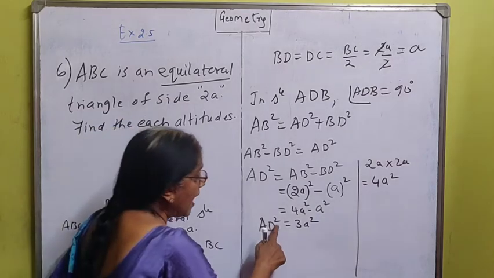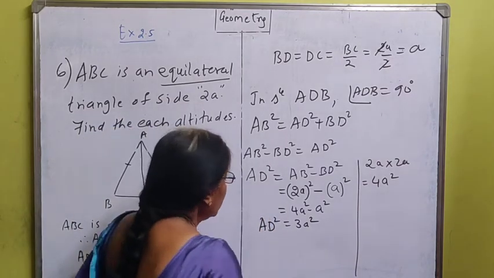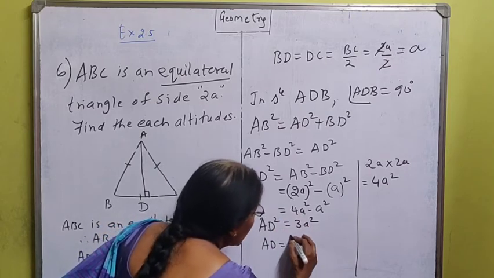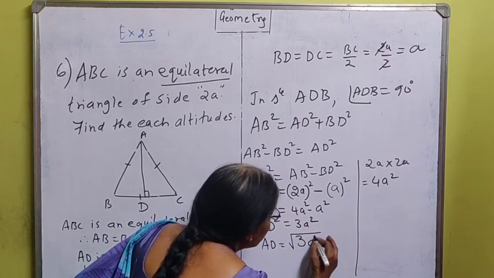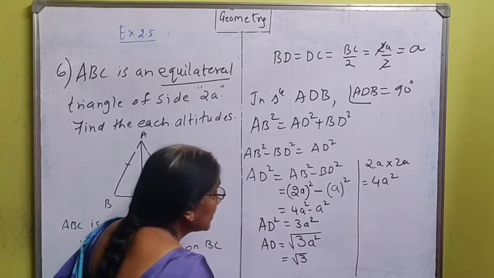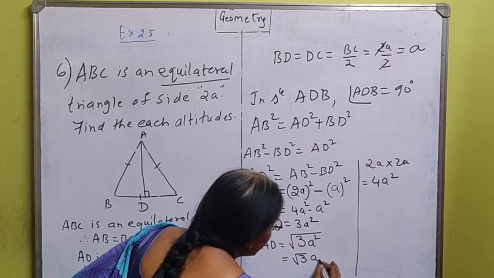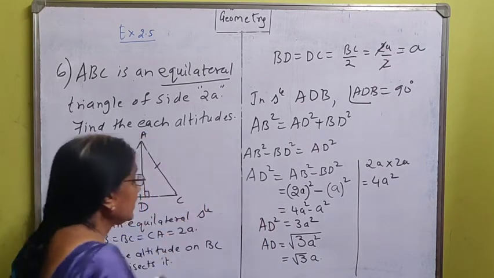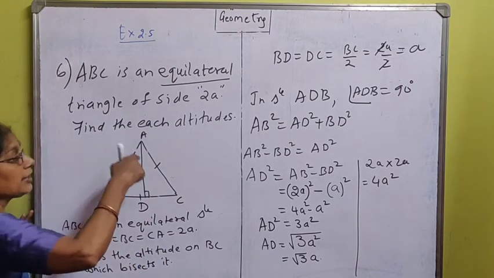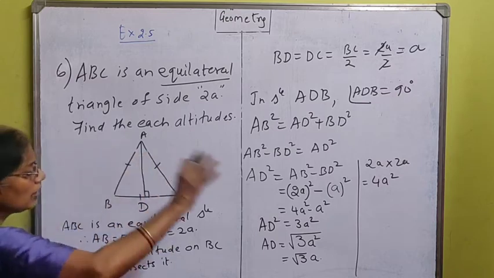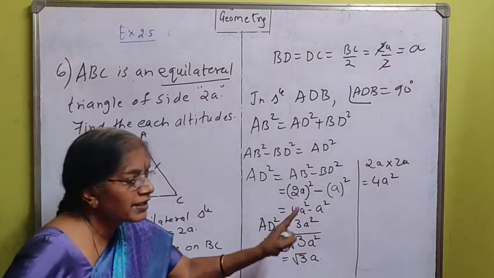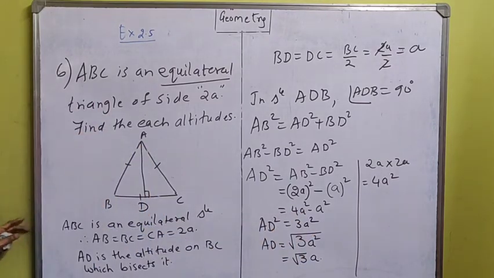I told you when square converts to square root, what happens? AD is equal to square root of 3a square. 3 does not have a square root, so it will remain as it is. Square root of a square is a. So you got root 3a. That is the value of the altitude. The remaining two altitudes are also the same. So all the altitudes have length root 3a. This is the explanation of the sum.